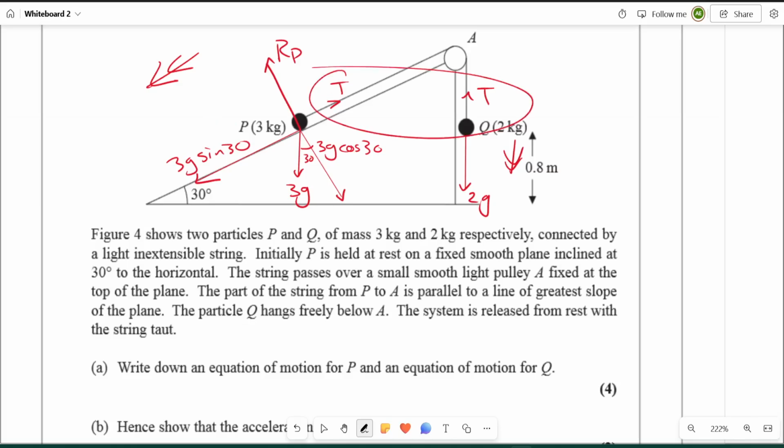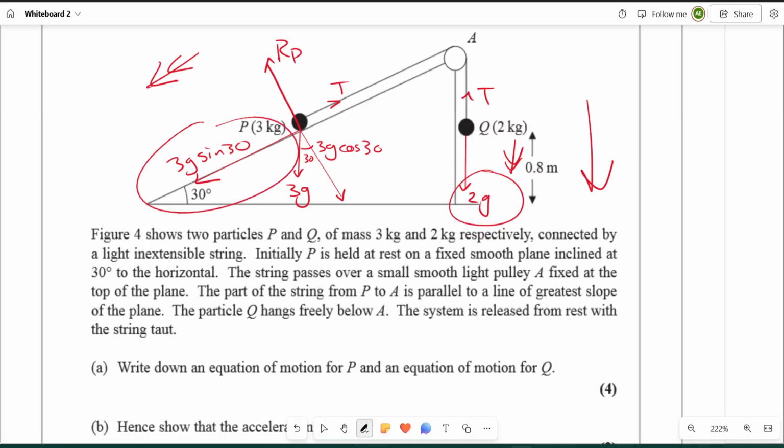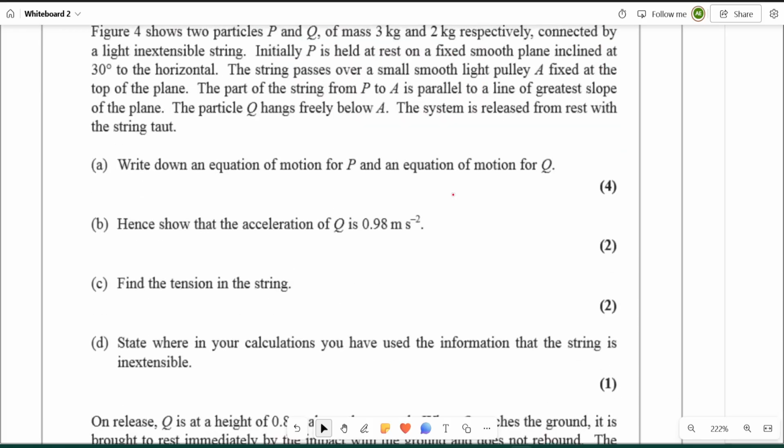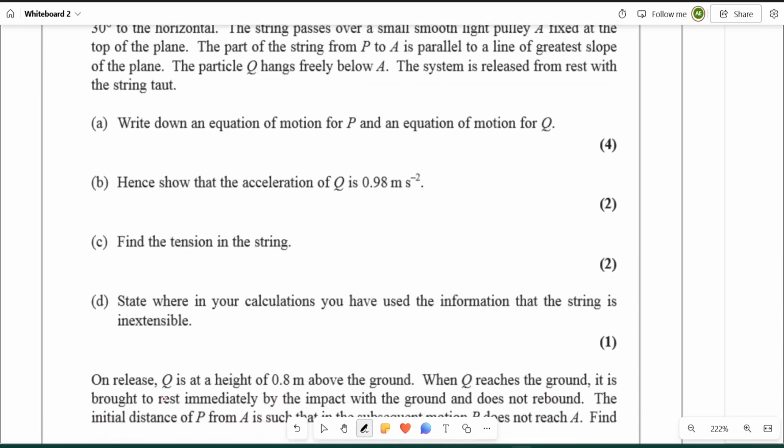The tension is the same on both sides, so you can neglect it. 3G sine 30 is less than 2G, so it's going to accelerate in this direction. This force is greater than this force, so it's going to move down. And you can continue reading the question, it might give you a hint.